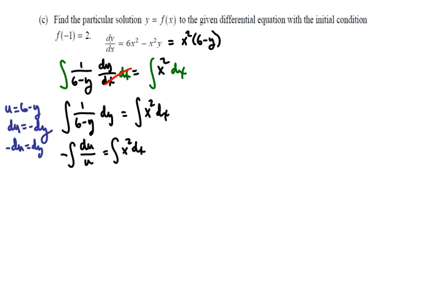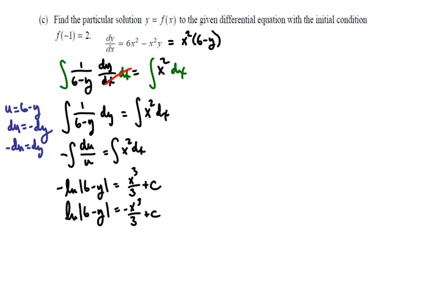Integrating, I get negative natural log of absolute value of 6 minus y is equal to x cubed over 3 plus c. Multiplying through by negative 1, I have natural log of absolute value of 6 minus y is equal to negative x cubed over 3 plus c. Now I could plug in at this point, but I'm going to continue.